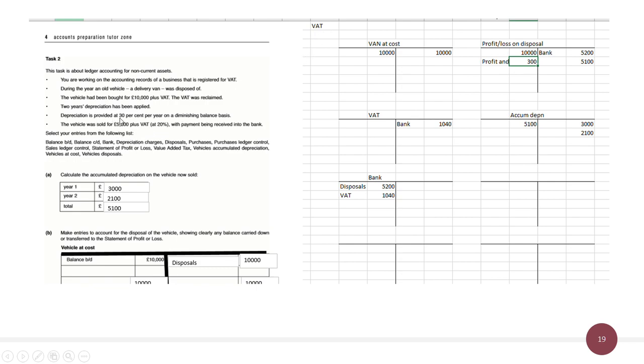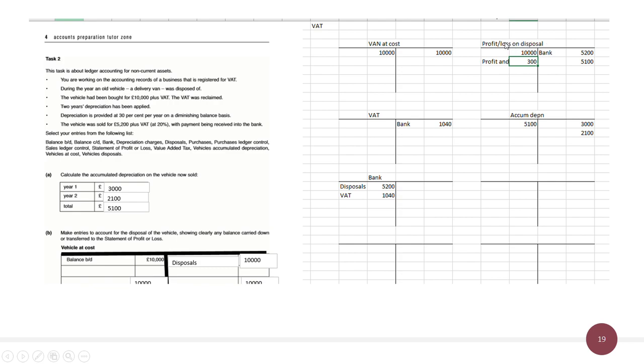We then have depreciation of 30% per year on a diminishing balance basis here. So I've gone depreciation in year 1, 3,000. I think in this one we sell the asset after the second year. So I've gone year 1 and year 2 of my accumulated depreciation. Then I have this thing called the disposals account, and you'll see here there's vehicles at cost. There's also later on a few other accounts.